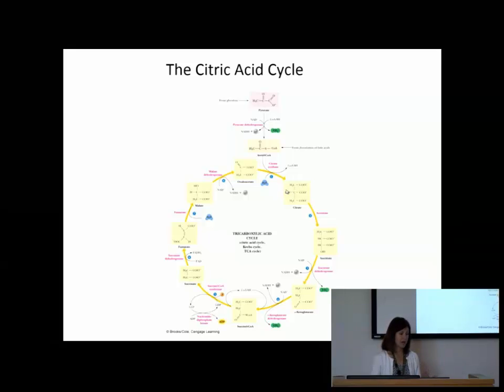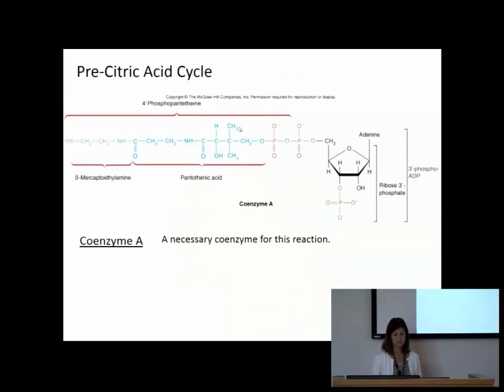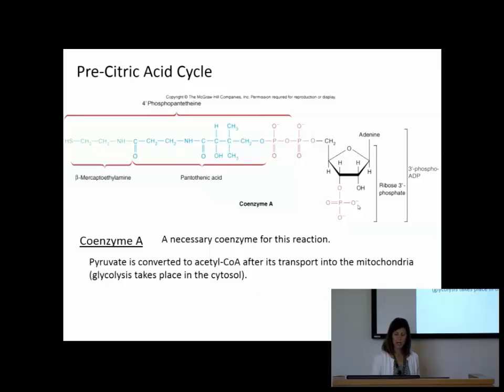So now what I'm going to do is focus in on this pre-citric acid cycle. How are we going from pyruvate to acetyl-CoA? And the enzyme that we use is the pyruvate dehydrogenase complex. Again, this is for coenzyme A. It functions to carry groups. It carries, most of the time, acetyl groups.